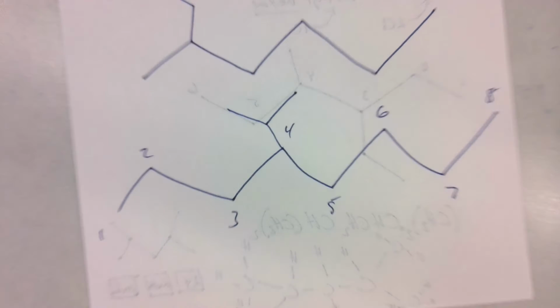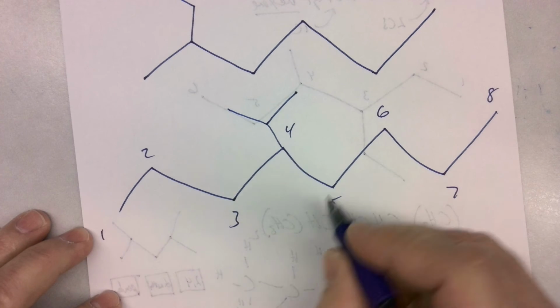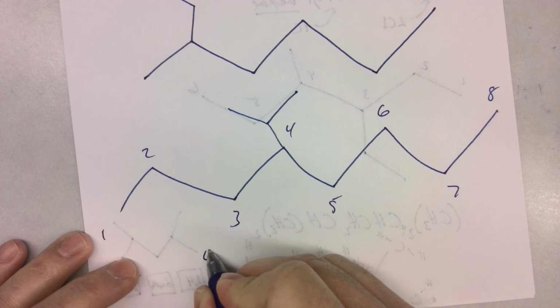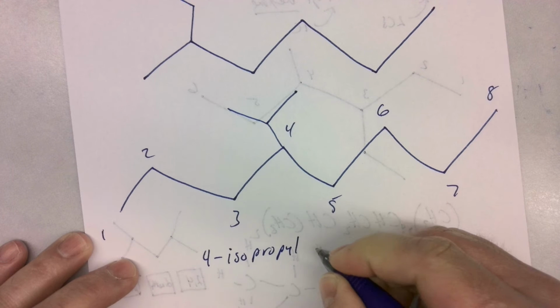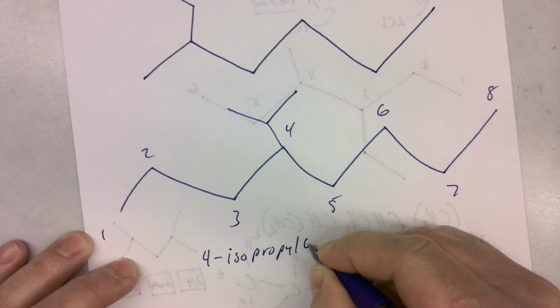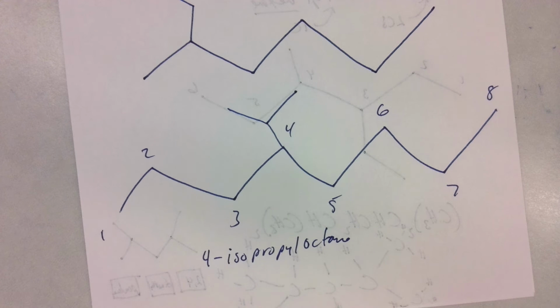I could do like that, right? So now, because I've got that, this would be what's called 4-isopropyl octane. Because now that doesn't give me a longer backbone. Do you see what I'm saying?